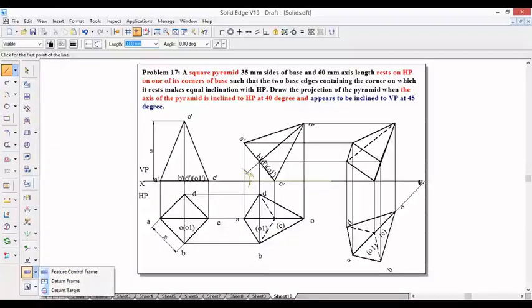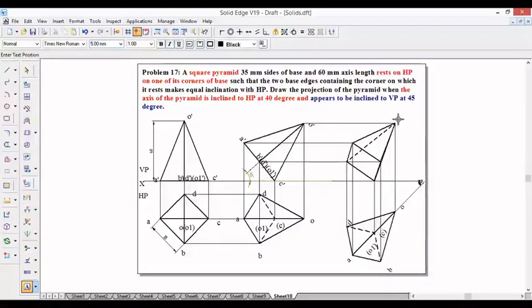So if we call the names, this is O dash, A dash, B dash, standing on C dash, and D dash.